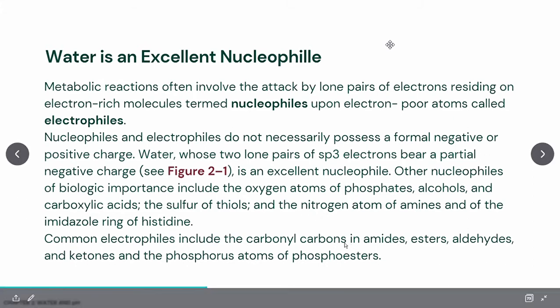Common electrophiles include carbonyl carbons in amides, esters, aldehydes, ketones, and phosphorus atoms of phosphoesters.